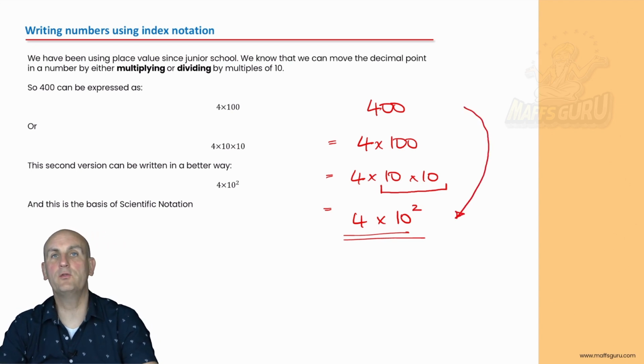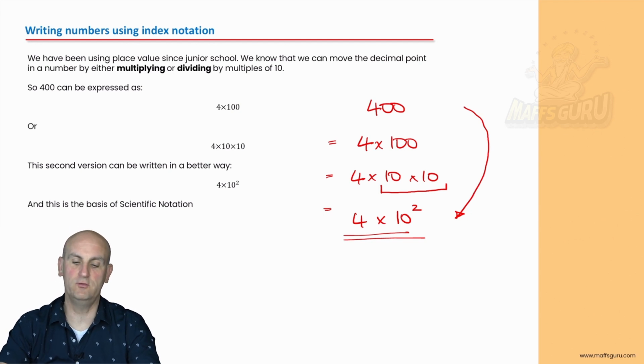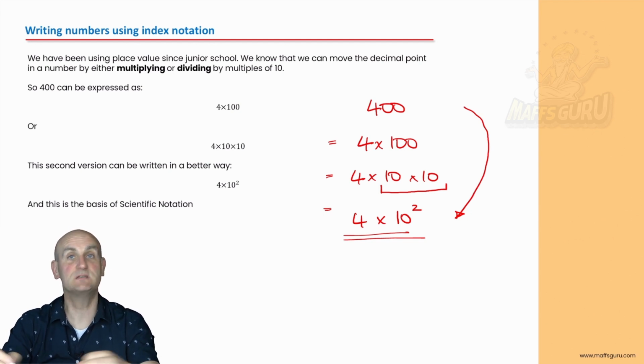And you're going to say, why on earth would I want to do that? Why don't I just write 400? That seems to be longer. I know. And for some numbers, it does seem a little pointless. But for big numbers, it is very, very important.